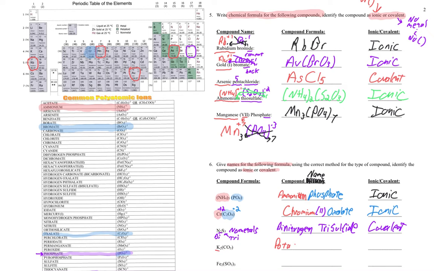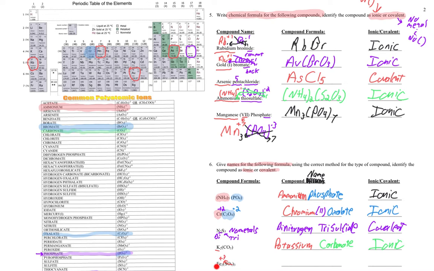K2CO3 in parentheses. K right here is potassium, has a +1 charge. CO3 is carbonate. Here it's getting highlighted in green. All right, -2 charge. Potassium only has 1 charge. I don't need a Roman numeral, so it's just named potassium for the K, carbonate for the CO3 in parentheses, and it is ionic. Again, parentheses and a metal.